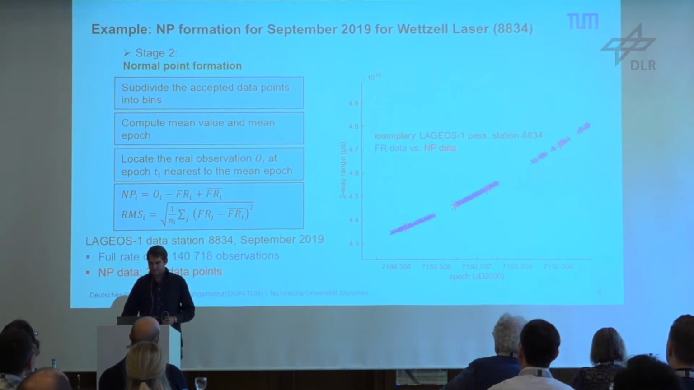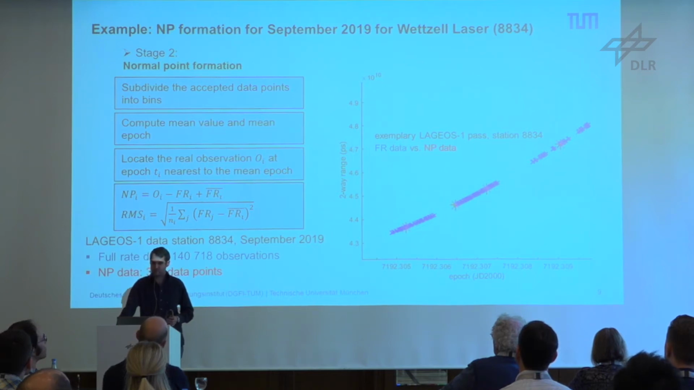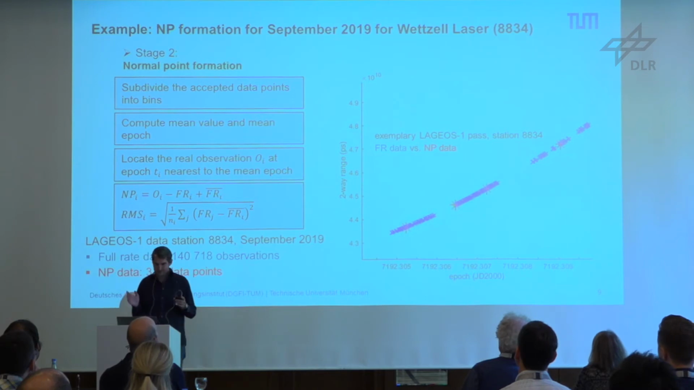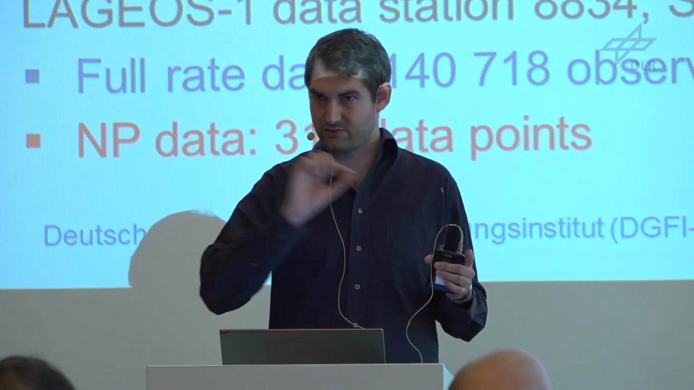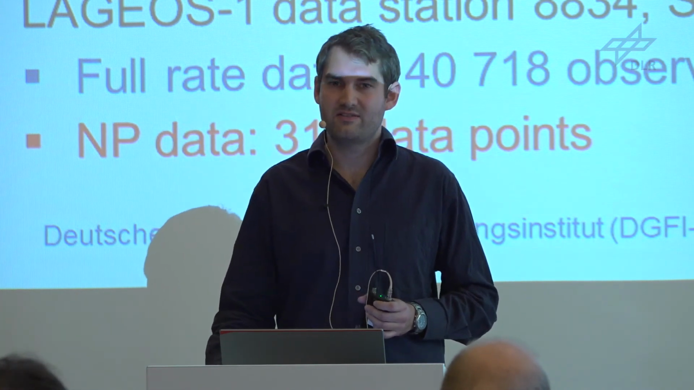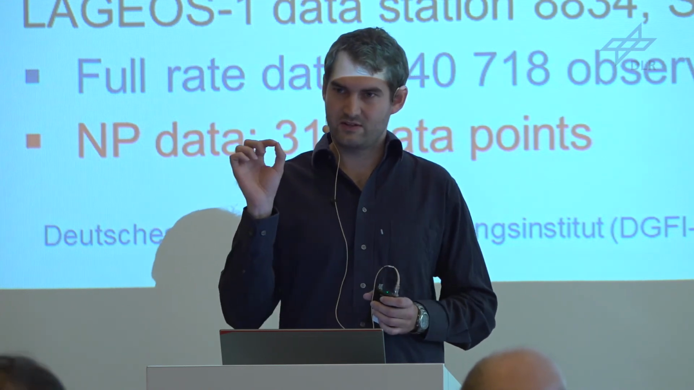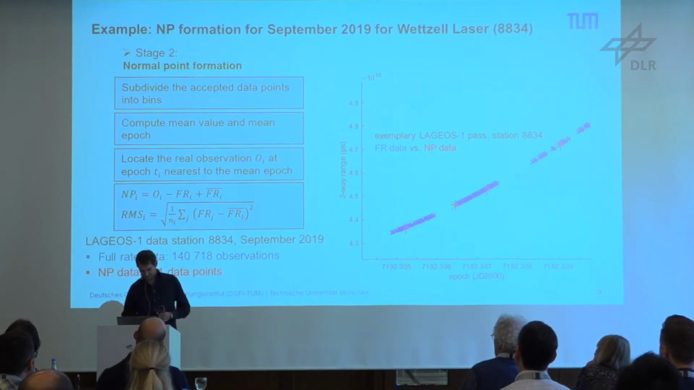Now the second stage is the forming of the normal points. So we have a set of accepted data points and have our predefined bin size for normal point generation according to the satellite missions. Within each of these bins, we now calculate a mean prediction residual, so the residual to the predicted orbit, and then locate the epoch of the actual observation closest to the average epoch of the full rate observations in this bin.